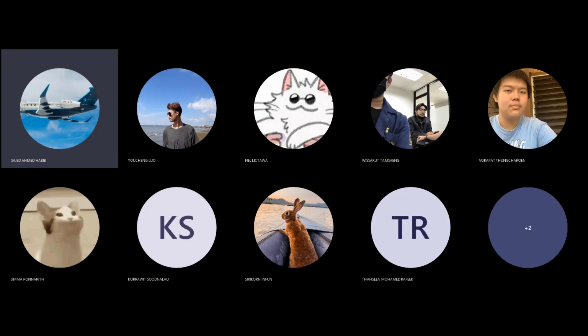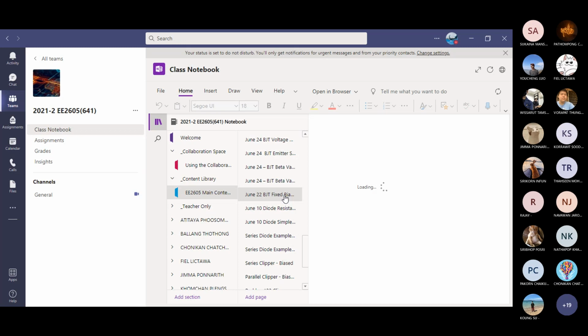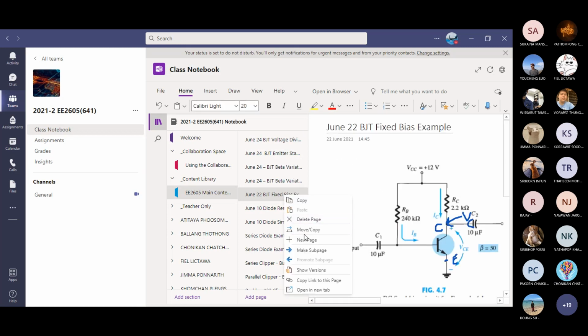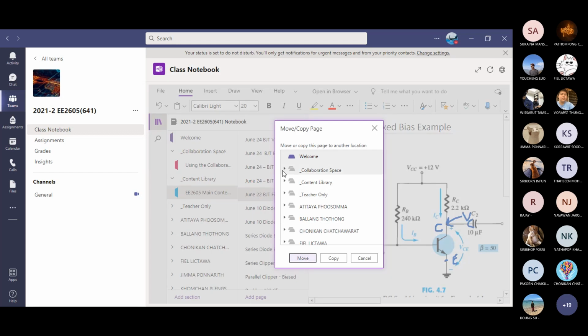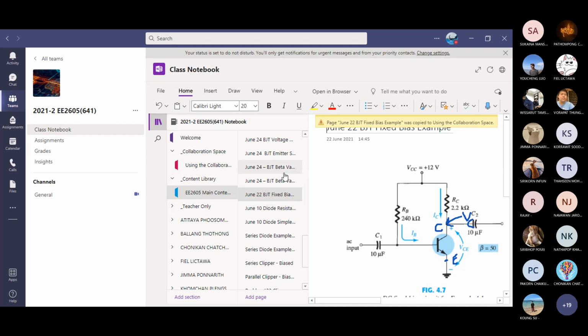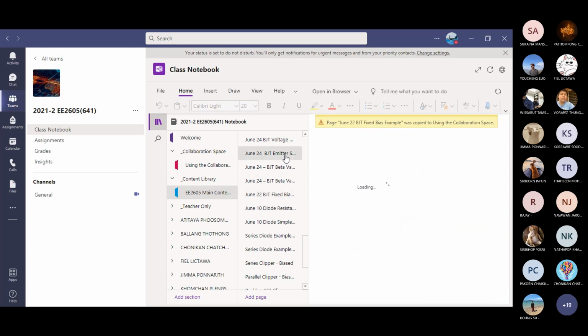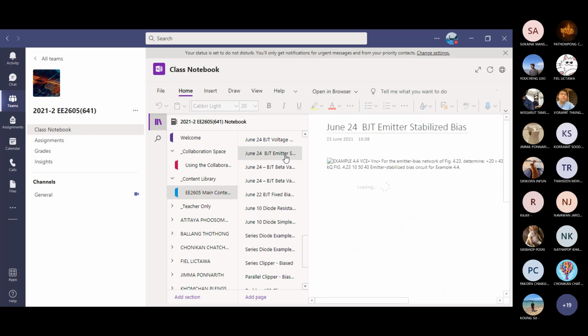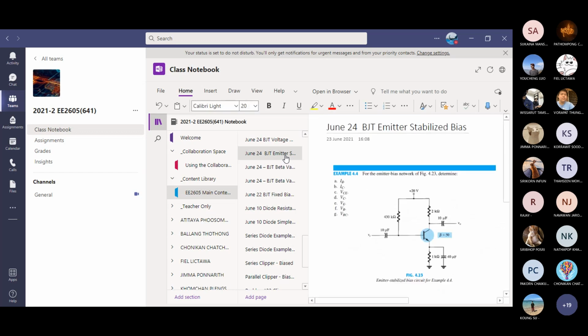Earlier this semester, we have the fixed bias example. So let me copy that inside the collaboration space. Copy. Then we have the emitter stabilized bias example. We'll do more, not just these two. We'll do more of these today.